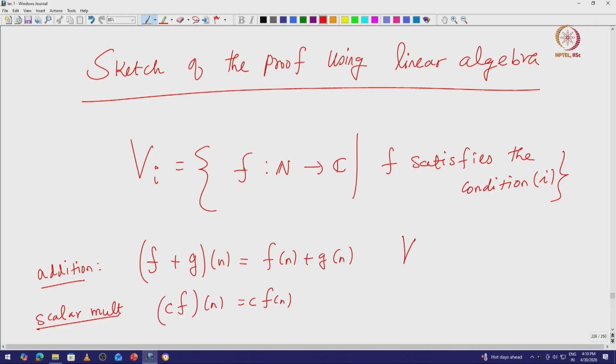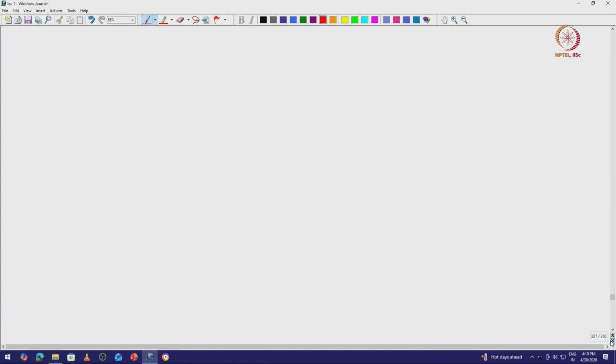So, one can think of the V i's as vector spaces over the complex numbers. That is a very important piece of information. Now, for example, if we take the recurrence f of n plus d plus C 1 f of n plus d minus 1 plus etcetera plus C d f of n equal to 0, this recurrence is true for all n greater than or equal to 0.